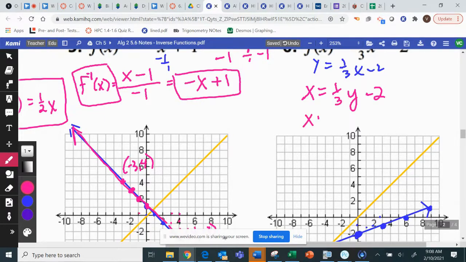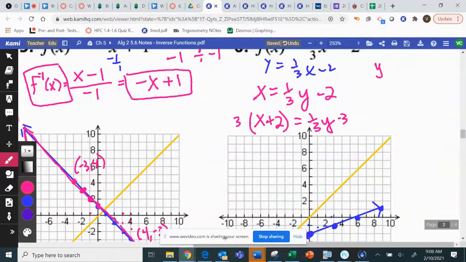So now I'm going to add 2. And then I'm going to multiply by 3. And then I'm going to write it in function notation.